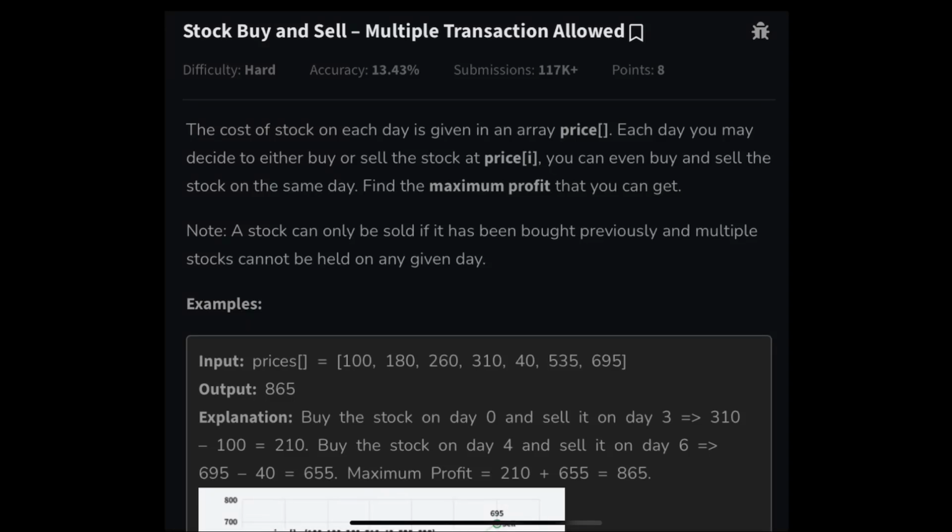So today we are going to solve the Stock Buy and Sell problem, which is a classic level problem, right? And its difficulty is hard. But I'll try to make it as easy as possible for you. So let's read the description first.